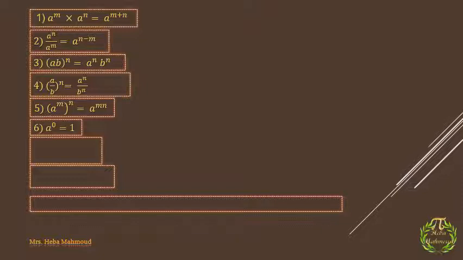2x all power 0 will be 1. 3x all power 0 equal 1. Anything all power 0 equal 1.